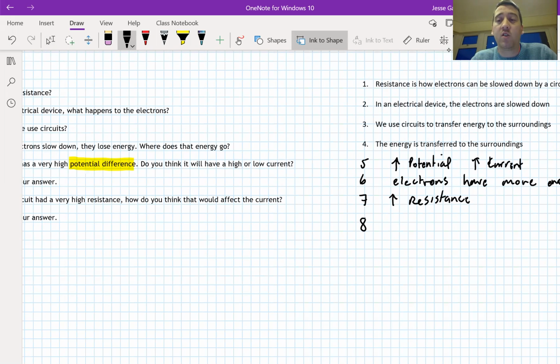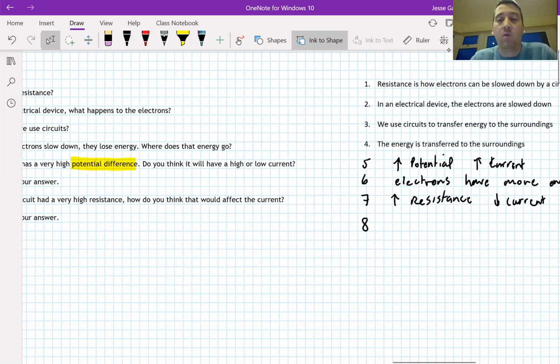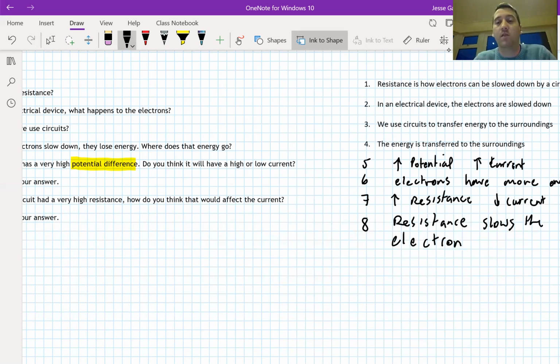Okay, high resistance should be low current. Explain your answer. Why? Well, the resistance slows down the electrons, which means the current is going to be lower if the electrons are moving slower.